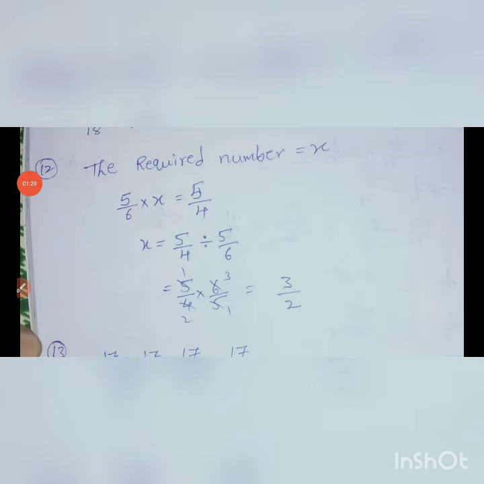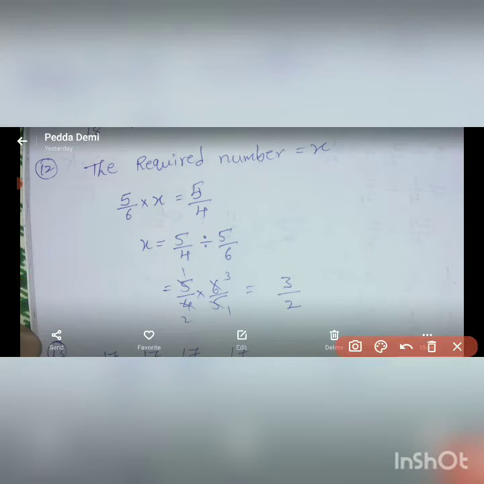The next question. The product of two numbers is 5 by 4. If one number is 5 by 6, what is the other number? So the other number we don't know. That's why the required number is x. Okay. The required number is x.